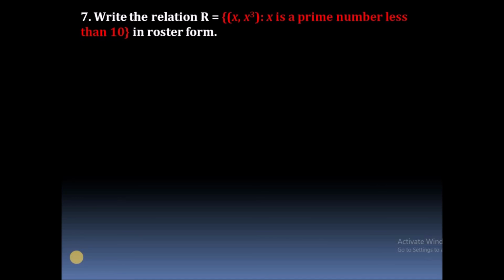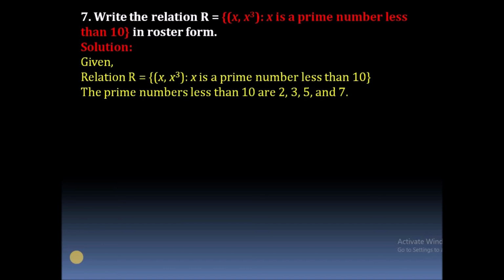Write the relation R as (x, x cube) where x is a prime number less than 10 in roster form. इधर आपकी वैल्यू लिमिट की गई है कि x जो है वो प्राइम नंबर होना चाहिए और लेस देन 10 होना चाहिए, उनका रोस्टर फॉर्म लिखना है. The prime numbers less than 10 are, mind well, smallest prime number is 2, तो 2 से स्टार्ट करेंगे. 2, 3, 5 and 7.